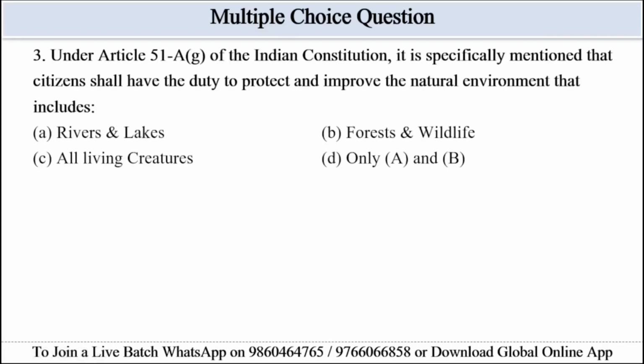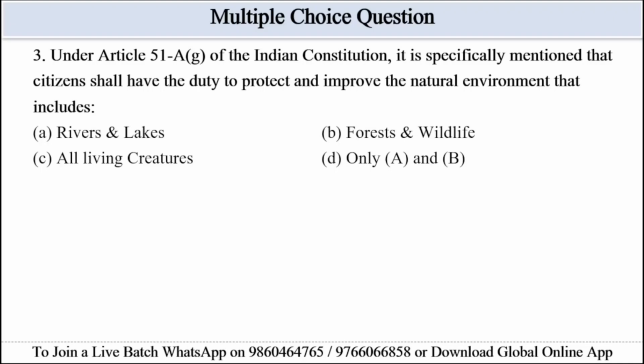Under Article 51A(g) of the Indian Constitution, it is specifically mentioned that citizens shall have the duty to protect and improve the natural environment. That includes, options are given: rivers and lakes, forest and wildlife. Option C, all living creatures. Option D, only A and B. So the passage explicitly covers rivers, lakes, forest and wildlife, not just living creatures.